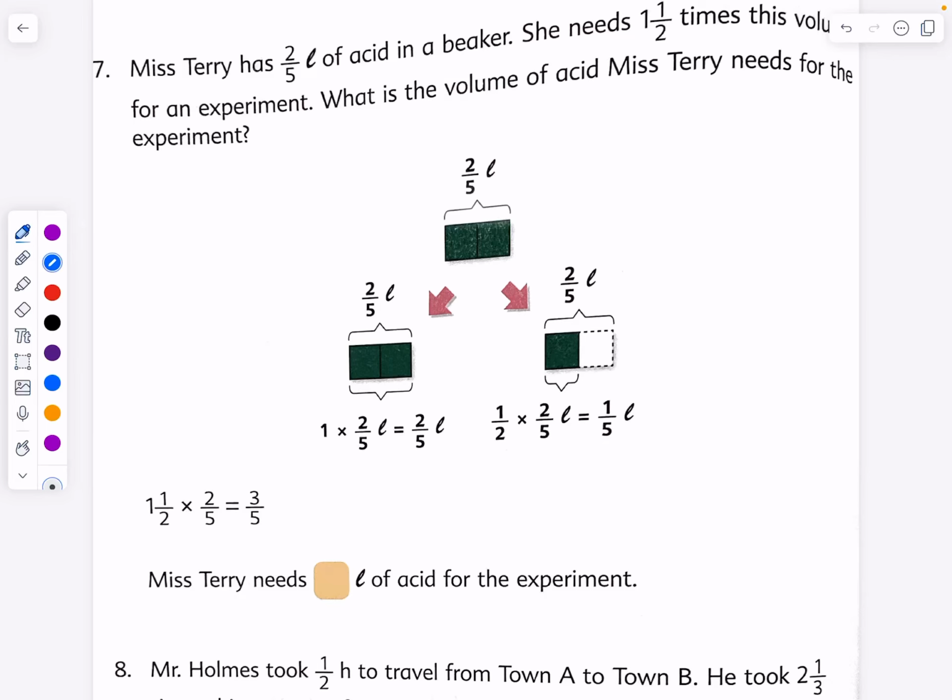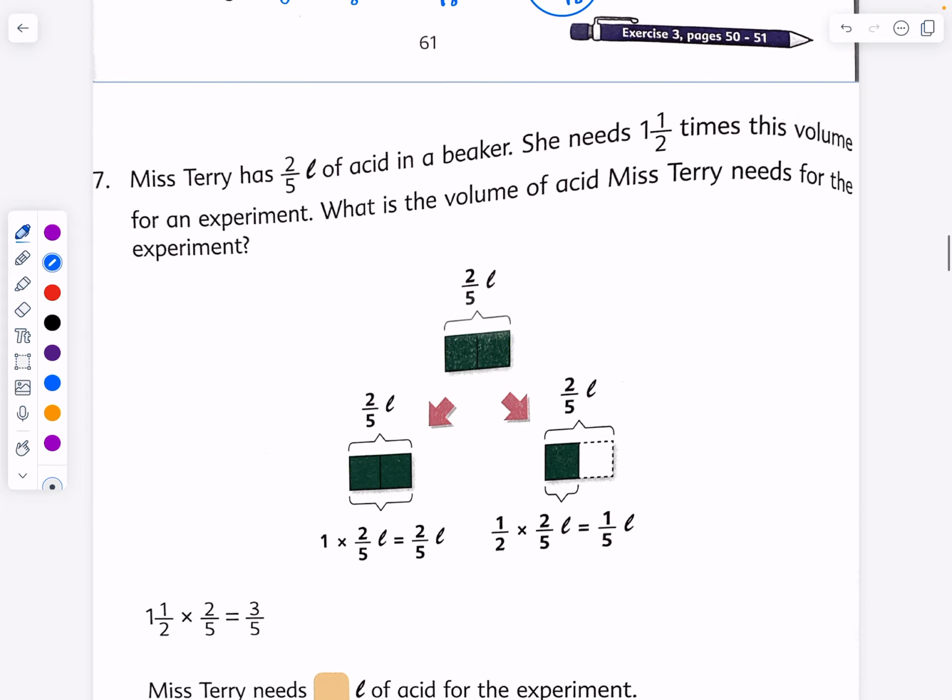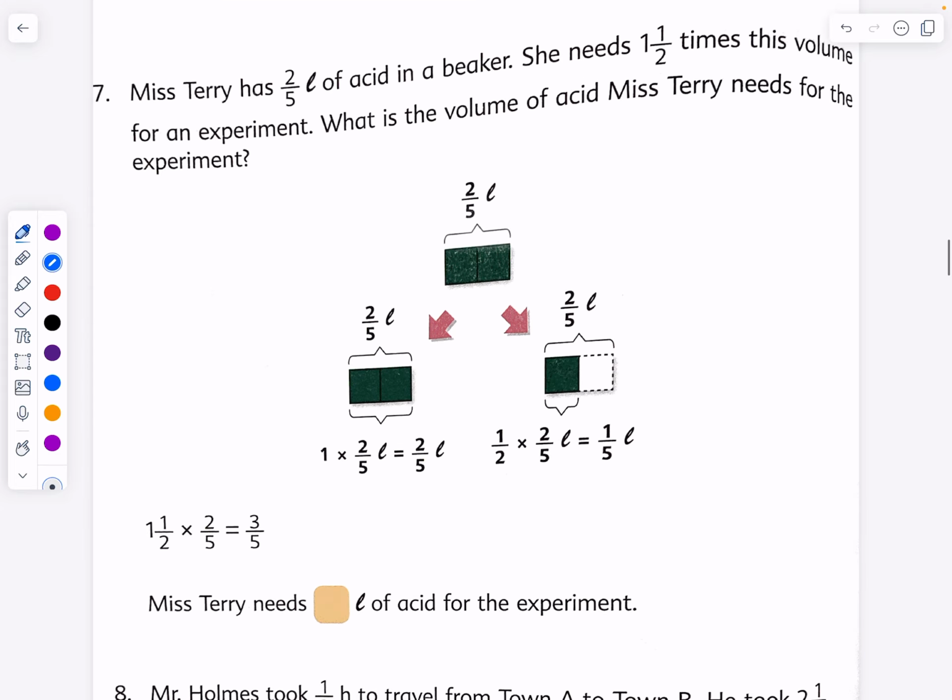Hello, we continue to solve word problems where we have to multiply fractions or fractions and mixed numbers. Let's read example 7. I'm on page 62. Miss Terry has 2/5 liter of acid in a beaker. She needs 1.5 times this volume for an experiment. What is the volume of acid Miss Terry needs for her future experiment?